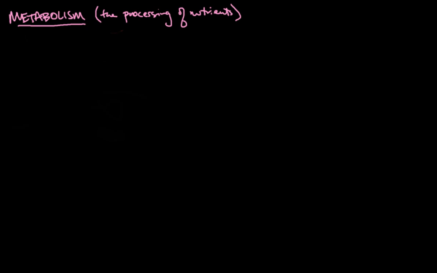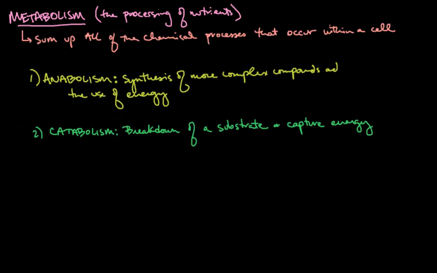So let's review metabolism, and two major reactions that sum up all of metabolism. So the metabolism is more or less the processing of nutrients. You've heard people say I've got good metabolism or a fast metabolism versus a slow metabolism. It's about how well they process their nutrients. So what I have here is the metabolism is the sum of all of the chemical processes that occur within a cell.